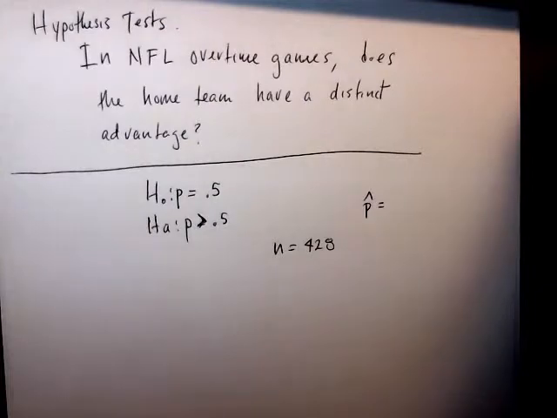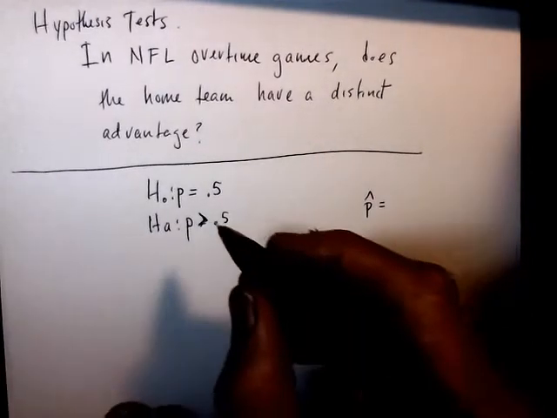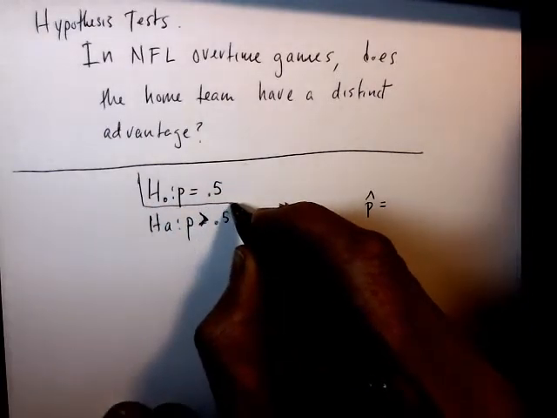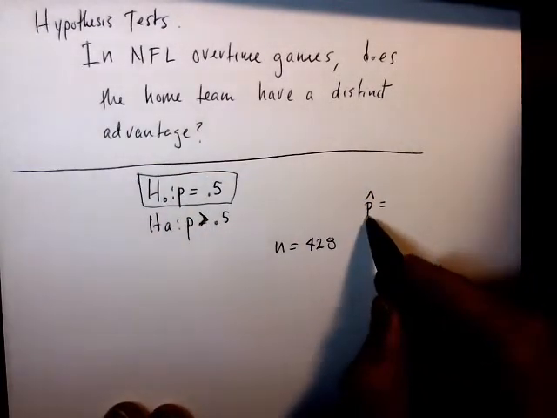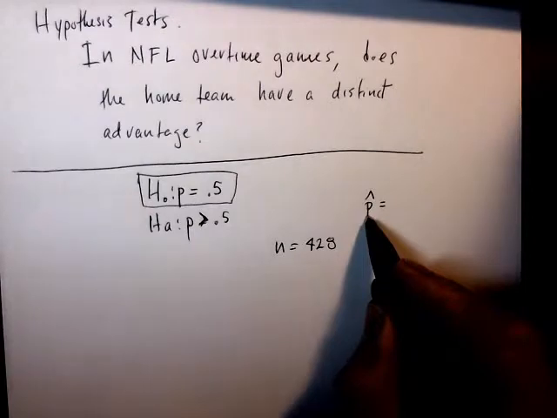which is if we were to look at, in some kind of infinite universe, infinitely many sets of 428 NFL overtime games. Even if there is a home team advantage, there would be a distribution of how many of those would be won by the home team. And if there's not a home team advantage, that would be the case too. So even if this null hypothesis were true, this wouldn't be the same every time. This would have a distribution.